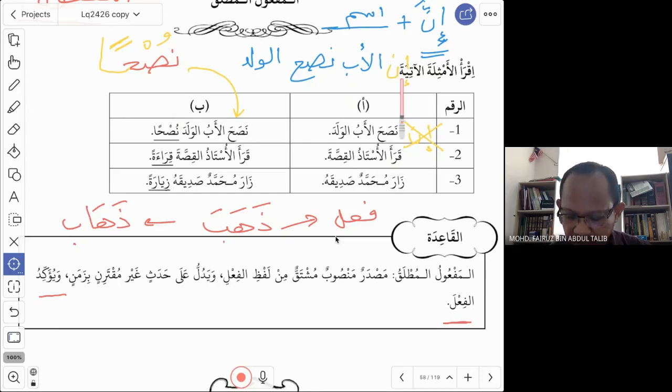You can say innal aba nasohal walada, or you can say al-abu nasohal walada noshan. So it is correct. Or you can combine, you can also say innal aba nasahal walada noshan. So our focus is here. In order for you to use this maf'ul mutlaq, you need to make sure that the verb exists in the sentence. It doesn't matter whether you start the sentence with the verb or with the noun, it is not a problem.